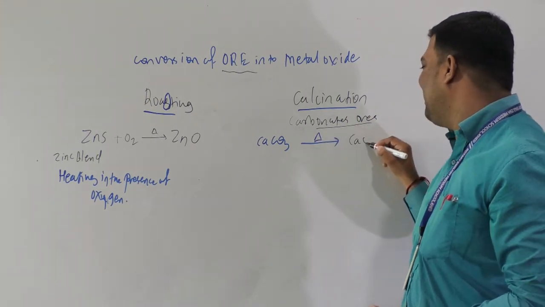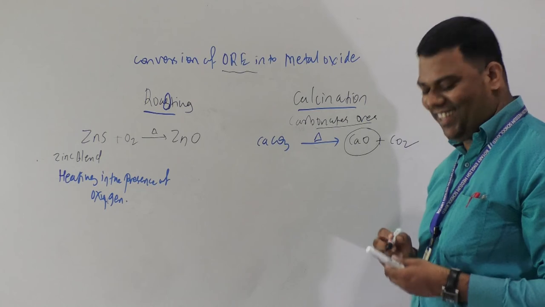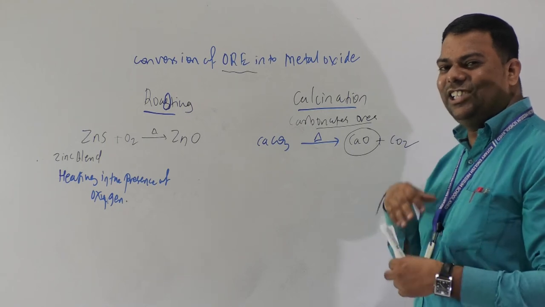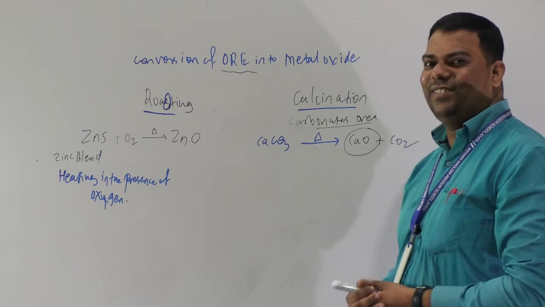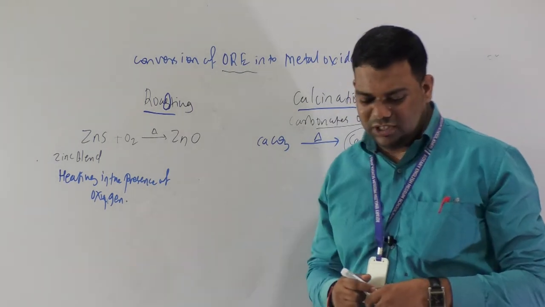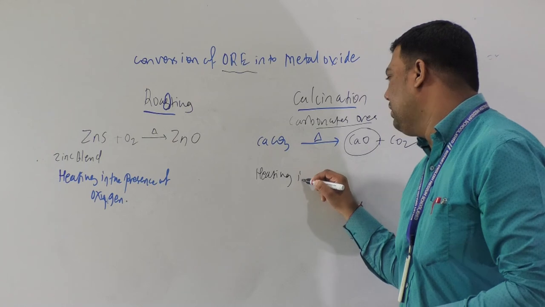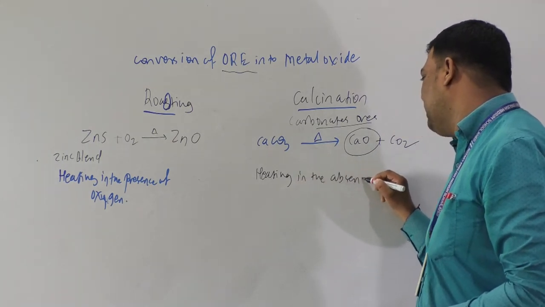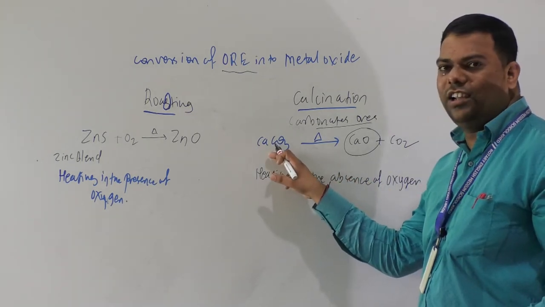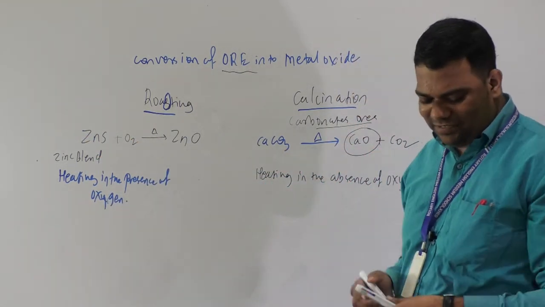So what will you get? CaO plus CO2. We want this as the major product. Whatever, if you get the oxide, then it is easier to extract that metal. I hope you understood this process. Or we can write here heating in the absence of oxygen, because oxygen is already present in calcium carbonate, so no oxygen is needed for that ore.